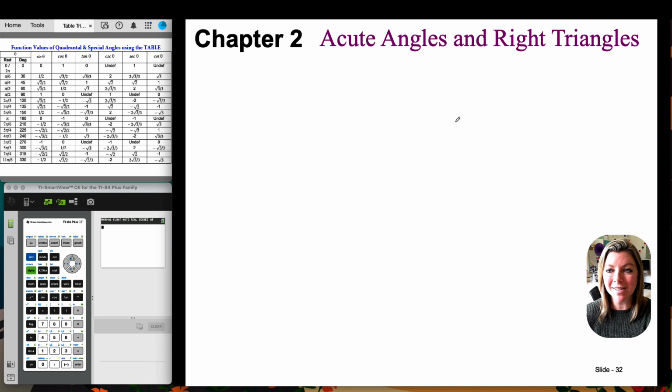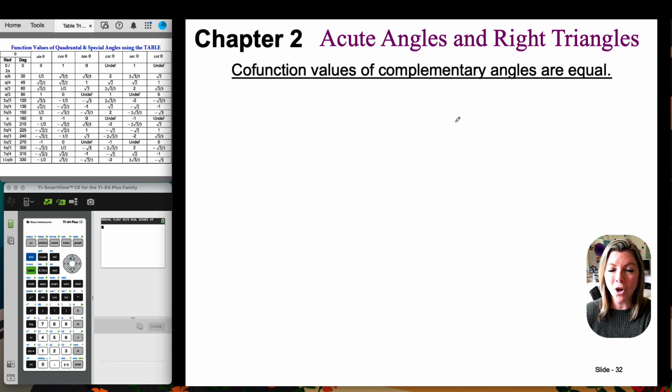Title of Chapter 2 is Acute Angles and Right Triangles. We're going to start with a statement. Cofunction values of complementary angles are equal. There are a lot of terms in that statement. Let's read it again. Cofunction values of complementary angles are equal.